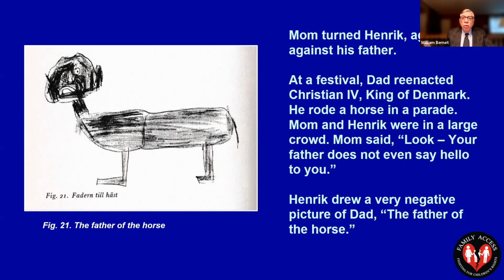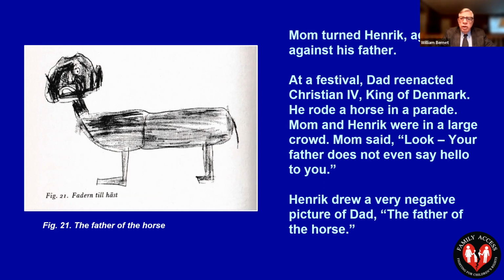He was riding a horse in the parade down the street, and the mom and little Henrik were in the crowd. It was a very big crowd, many people on the side of the street, and the dad was totally unable to see where they were. And the mom complained about it. The mom says to the boy, look, your father does not even say hello to you. In other words, here's the dad doing something really important in the community, and the mom is criticizing him to Henrik.